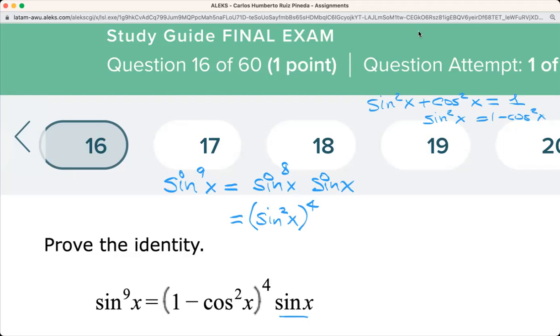Okay? So then we say times sine of x. But then you notice that sine square of x is this. So it is 1 minus cosine square of x to the power of 4 times sine of x, as we expected. And we are done.